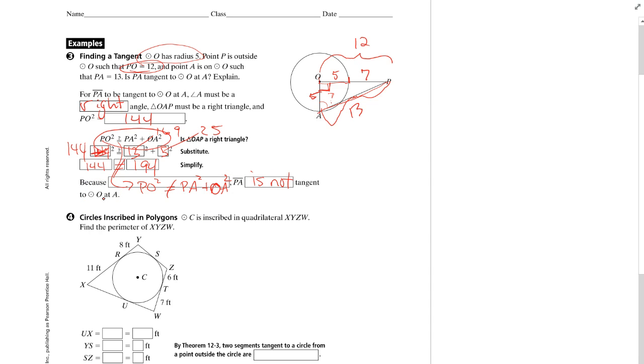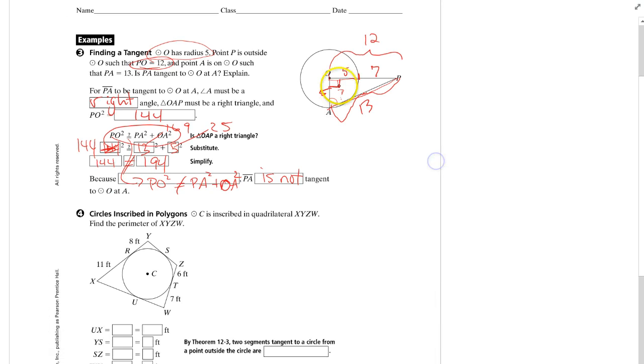It happens to make a right triangle, but the right angle here is at the center and not down here where we needed it to be. If we needed a tangent point at A, it would have to be perpendicular to the radius. So that tangent point would have to be over here, but it's not. So this location for P is bad and it's not a tangent.